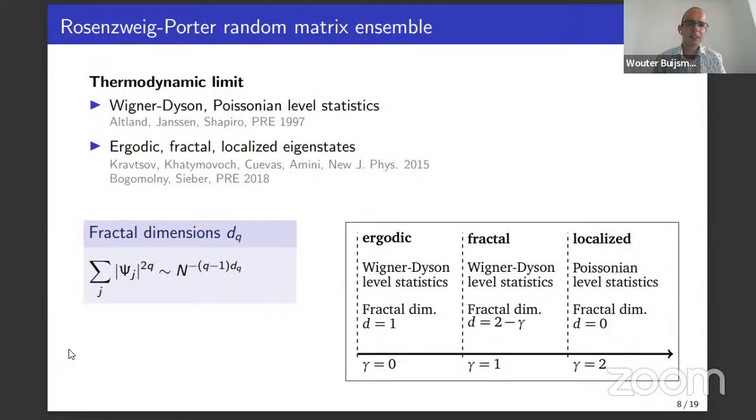Despite that it is difficult to study the Rosenzweig-Porter ensemble analytically, people still managed to get analytic results in the thermodynamic limit. It was found by Altland, Janssen, and Shapiro in 1979 that for gamma smaller than 2, the system has Wigner-Dyson level statistics, while for gamma larger than 2, level statistics are Brownian. And they did this using diagrammatic perturbation theory. It's quite a technical and involved study.